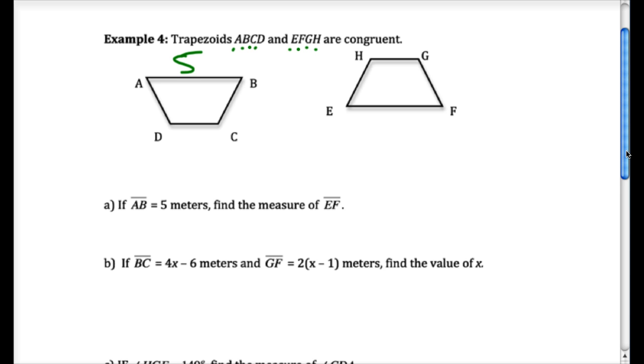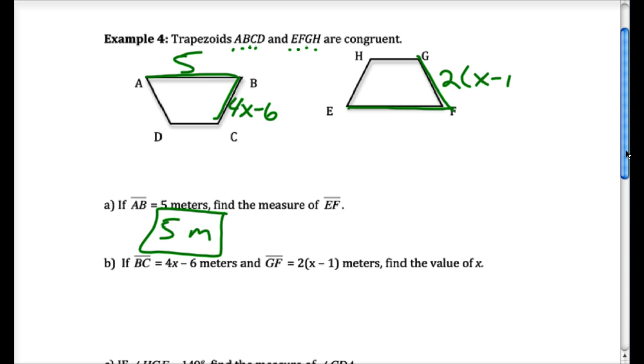What's the measure of EF? 5 meters. They're corresponding. That goes with that. They're congruent. It's also 5 meters. Done. Now, if BC is 4x minus 6, jot that down, that it's 4x minus 6. And GF, and here's where we figured out that this side goes with this side. There's the reflection and the move. It's 2 times x minus 1.